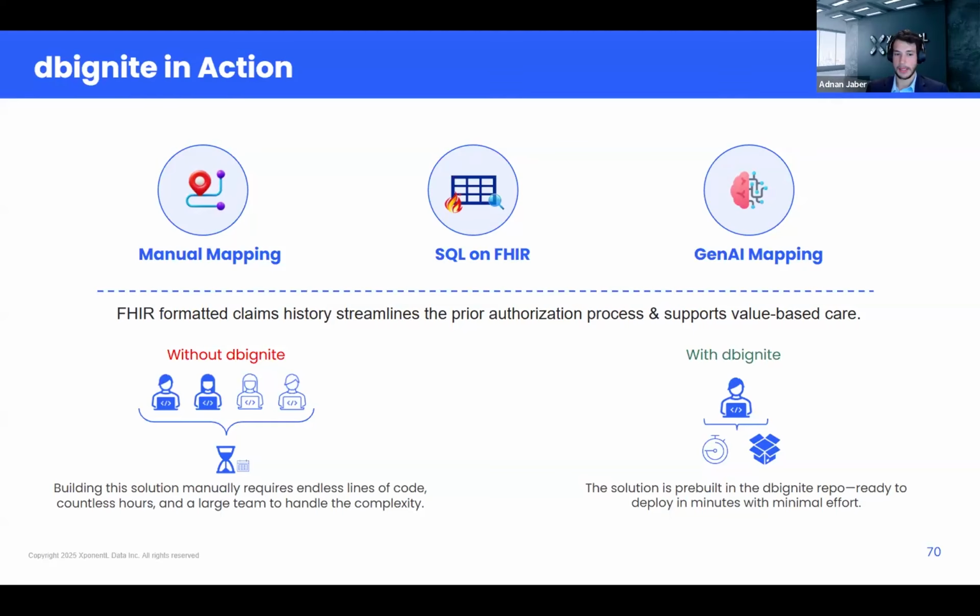Let's take the example of writing different claims resources, which will be crucial for the upcoming CMS requirements. Without DB-Ignite, this takes tons of time, a lot of resources, and requires a lot of manual effort. However, when you take advantage of DB-Ignite and its out-of-the-box solution, it's a quick, efficient process, and you'll even be able to take several years of claims history and write it into FHIR resource format in a matter of minutes.